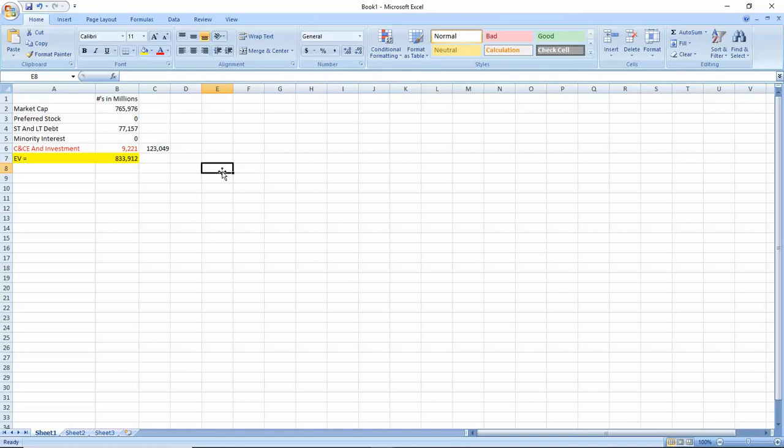So let's do the whole calculation over again. These numbers are the same. The only difference is this number. So 765,976 plus 0 plus 77157 plus 0. Oop, and this is supposed to be red. So minus 123,049, 720,084. So again, this number usually it's not that large of a difference, so you won't see this very often.